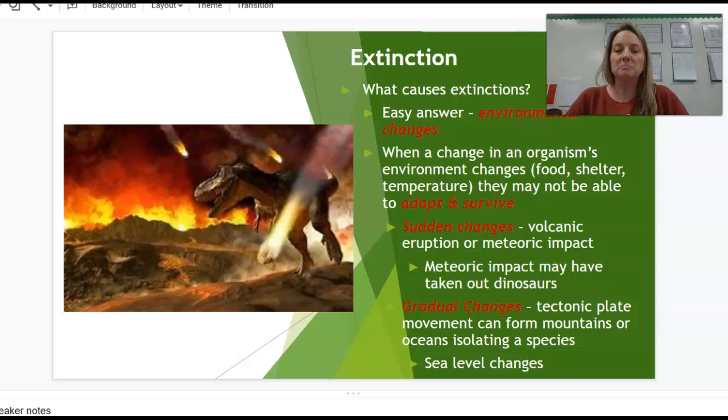Things like that happen. And then also gradual changes, like tectonic plate movement, can form mountains or oceans, which isolate a species, and cause sea level changes. The sea can rise, and so can take away that species' living environment. If the sea level rises 3-4 feet, then there's a lot of land that was lost to the sea. Land animals were living on that land and can no longer live there. So, there are things like that that can happen.